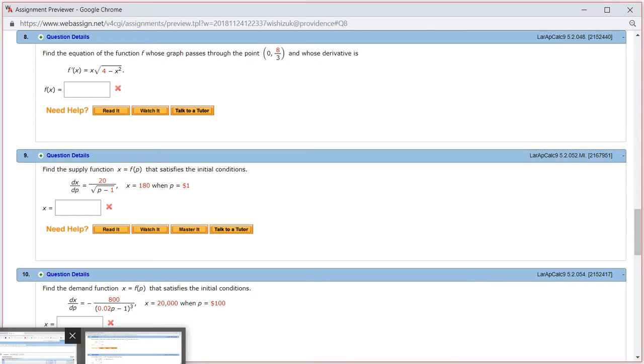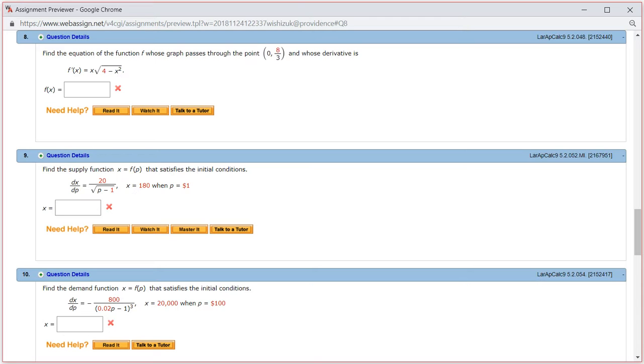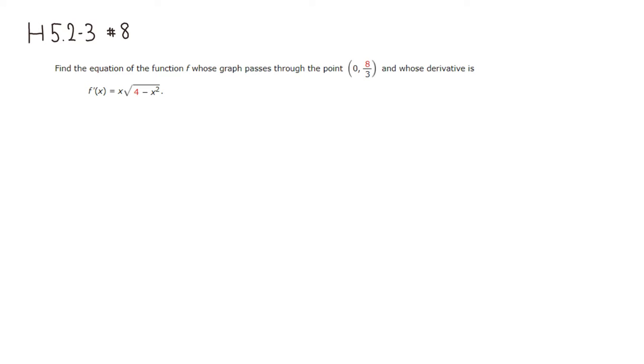All right, let's look at homework 5.2, 5.3, problem number 8. We want to find the equation of the function f whose graph passes through the point 0, 8/3, and the derivative is given here. All right, so let's do that.